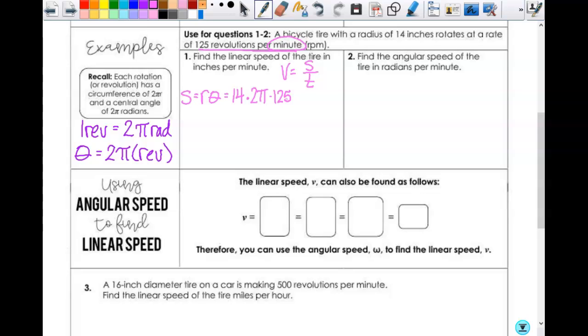So what's 2 times 125? 250. So this is 14 times 250 pi. Let's think smarter, not harder here, right? I don't want to do 14 times 25. It's not that big of a deal.